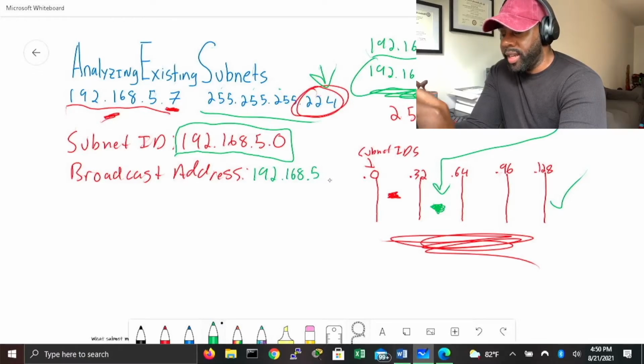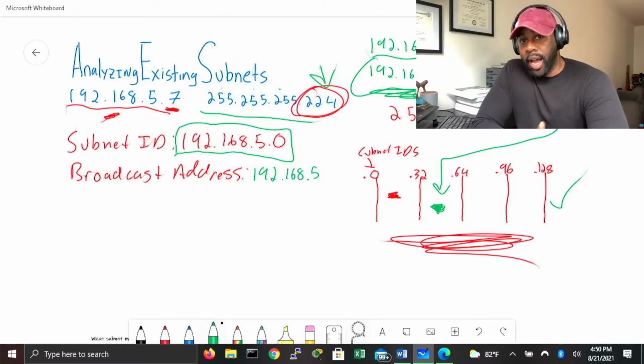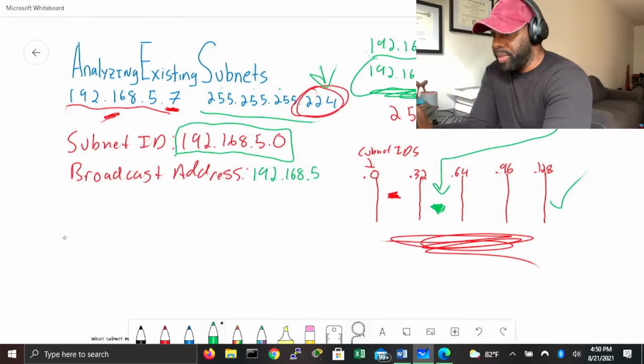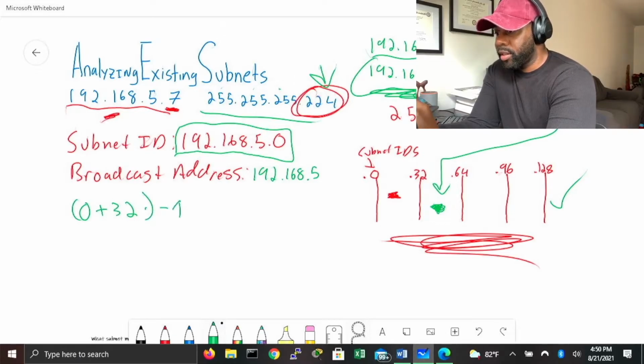168.5. Now we need to find that right there. How are we going to do that? We're simply going to add the magic number, or the group size, and we're going to see why that makes sense, and then we're going to subtract 1. So it's going to be 0 plus 32. Order of operations, right? You guys know what order of operations is. So this is going to be 32 minus 1, which is going to give us 31.